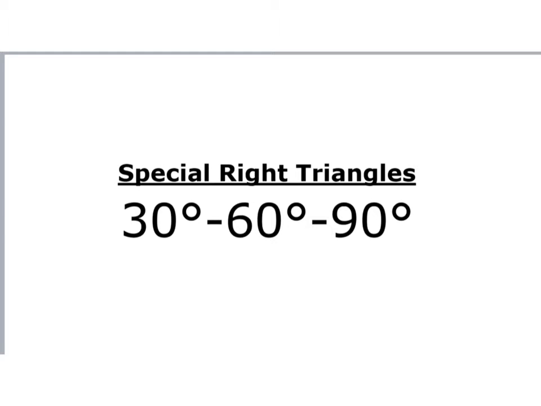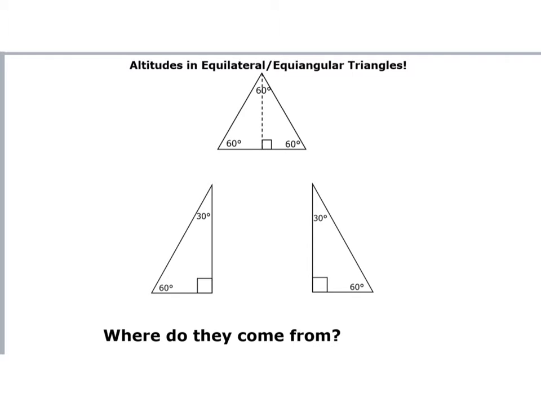You get to use inductive reasoning, which means we're going to learn a pattern, and you're going to use that pattern to solve these triangles. Okay. So you might ask yourself, where does a 30, 60, 90 triangle come from? If you look at your first sheet, when you open it up, where do they come from? They come from an equilateral or equiangular triangle. Okay?